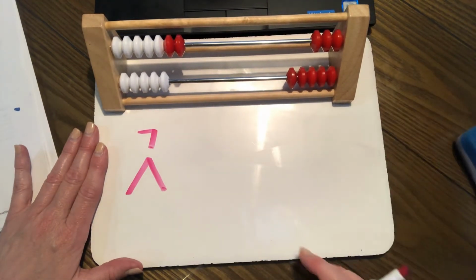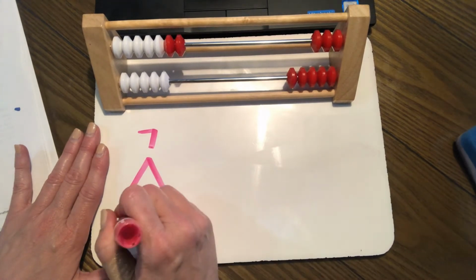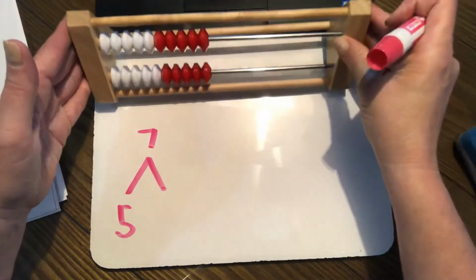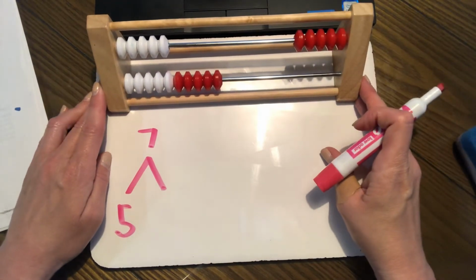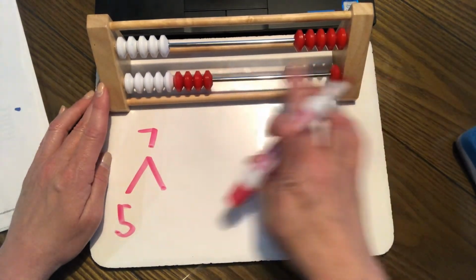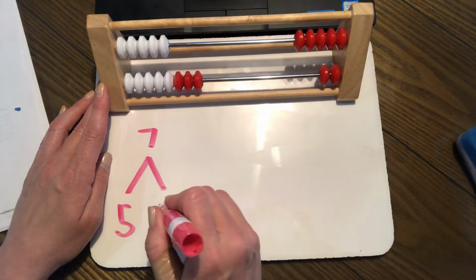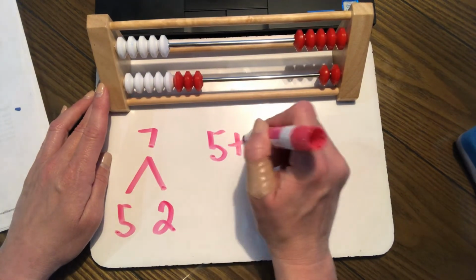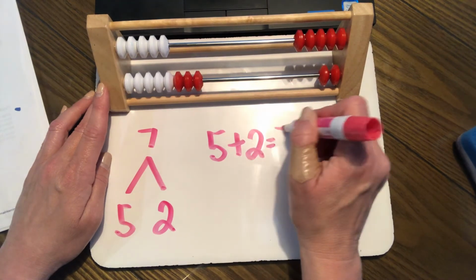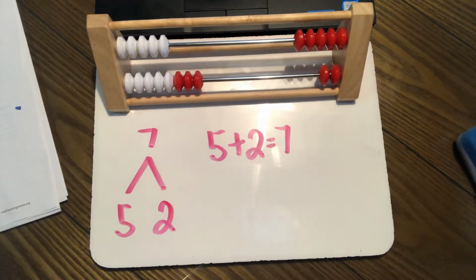All right, we are going to do one more. And let's see, whoops. Oh, looky there. Starting with 5 this time. So I'm going to slide those over. How many more until I get to 7? 5, 6, 7. I only pulled over 2 beads today. So 5, add 2 more, is the same as 7.